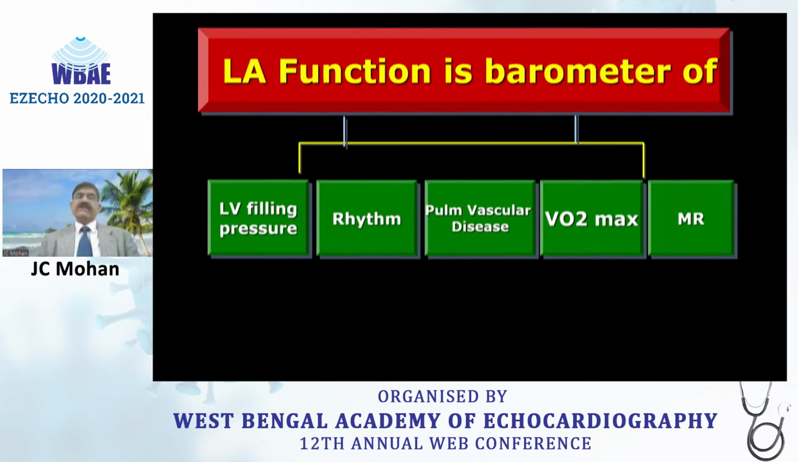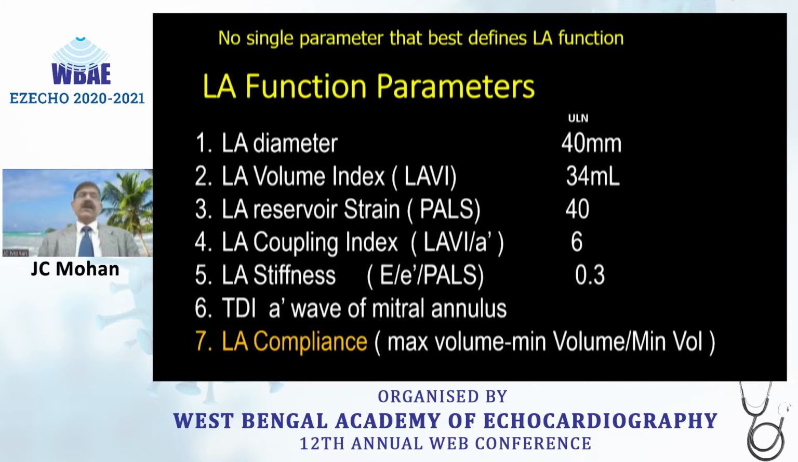So the left atrial function is a barometer of the following parameters in heart failure: left ventricle filling pressure, rhythm, especially atrial fibrillation, pulmonary vascular disease, VO2 max and exercise capacity, the prediction and occurrence of MR, and of course severity of mitral regurgitation. No single parameter best defines left atrial function.